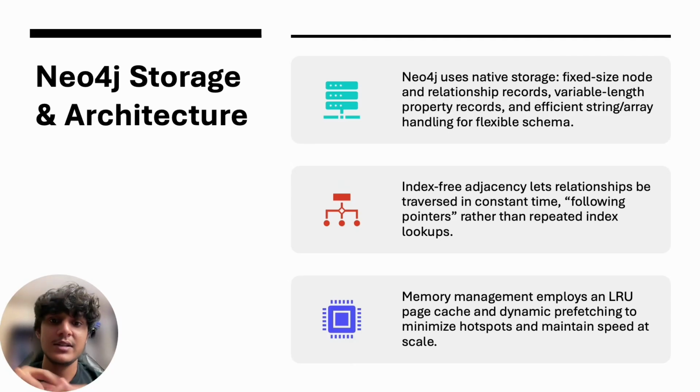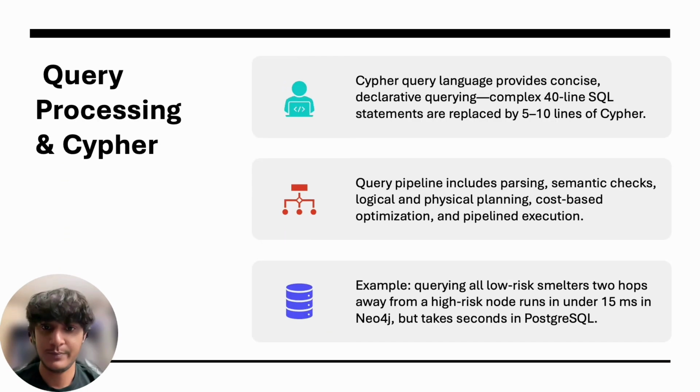And then there's memory management. Neo4j uses an LRU page cache with something called scan resistance, which prevents big sequential scans from evicting your frequently accessed hot data. It also does dynamic prefetching. It learns your access pattern and preloads data you will need next.